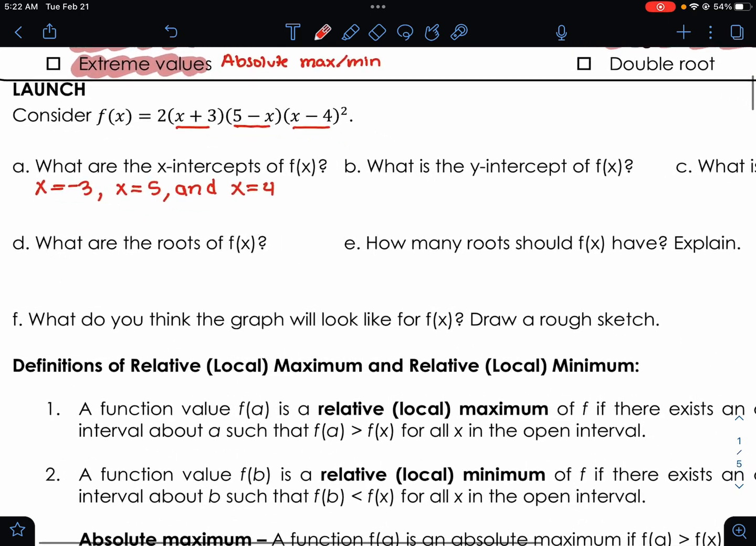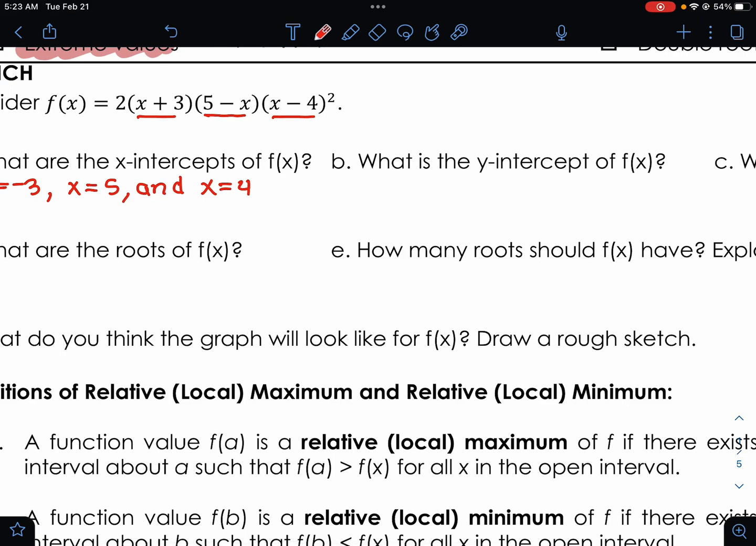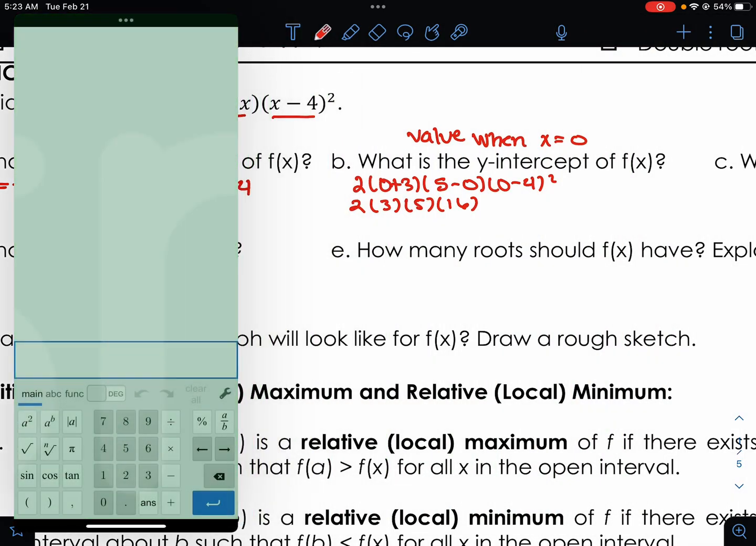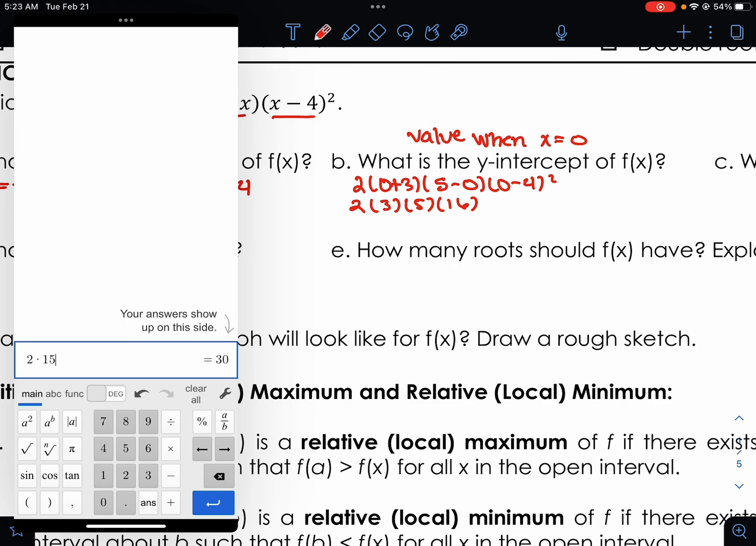And then it says, what is the y-intercept of f of x? So remember, the y-intercept is the value when x equals 0. So the quick way to find the y-intercept at any time is just to plug in x equals 0. So you have 2 times 0 plus 3 times 5 minus 0 times 0 minus 4 squared. So I give you 2 times 3 times 5 times 16. And so if you take that, you're going to have 2 times 15 times 16. So your y-intercept would be a point 0, 480.